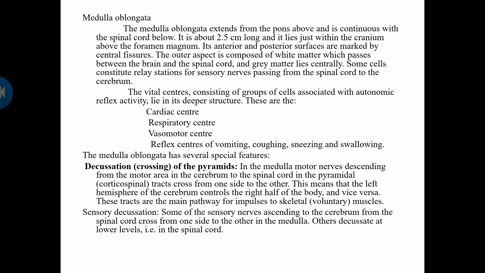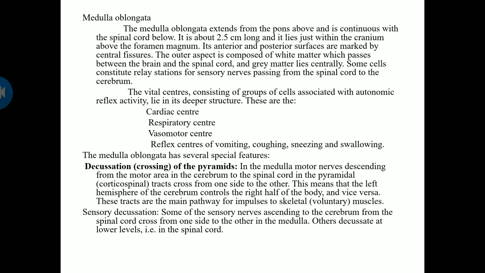So next is the medulla. The medulla oblongata extends from the pons above and is continuous with the spinal cord below. It is about 2.5 centimeters in length and it lies just within the cranium above the foramen magnum. Its anterior and posterior surfaces are marked with central fissures.